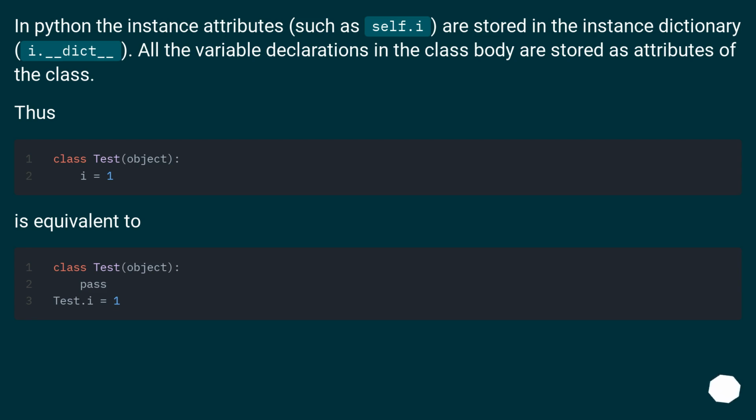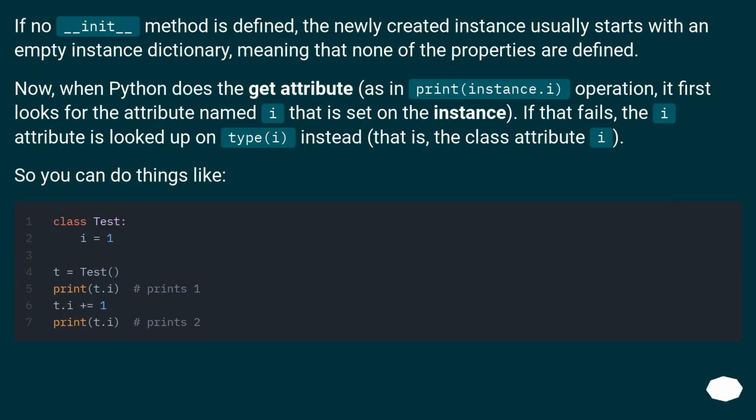In Python, the instance attributes, such as self.I, are stored in the instance dictionary, I.__dict__. All the variable declarations in the class body are stored as attributes of the class. Thus, this is equivalent to this. If no __init__ method is defined, the newly created instance usually starts with an empty instance dictionary, meaning that none of the properties are defined.